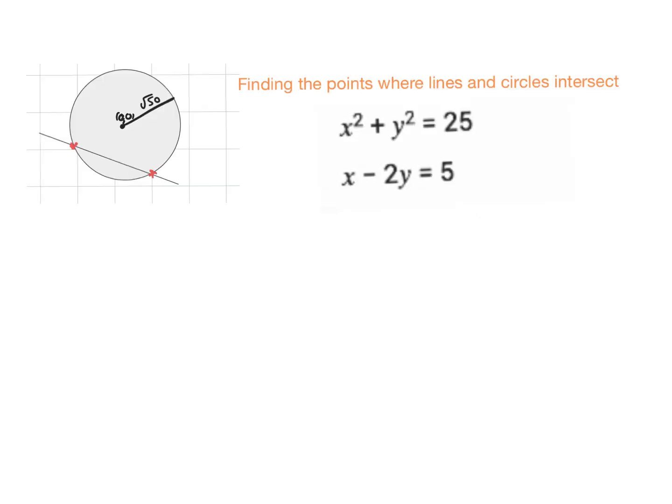Okay, so what we're going to go through today is we're given two equations. One is the equation of a circle, and obviously I can spot that the center of this circle is 0, 0, and the radius is 5. And the other is the equation of a straight line. And what we want to do is find out where they intersect. I'm going to follow 4 simple steps, 3 of which I'm going to write down right now.